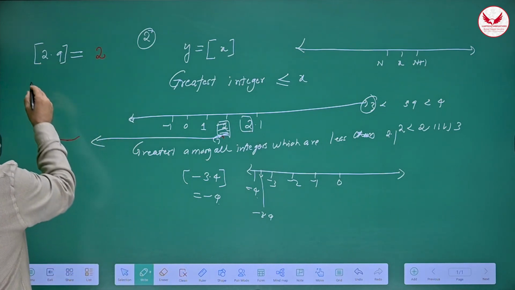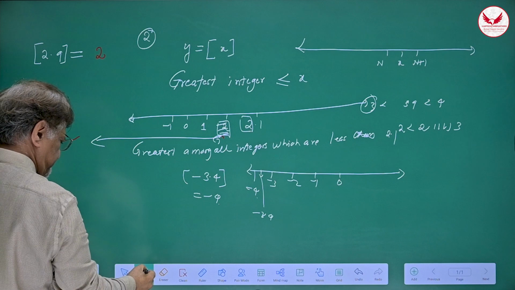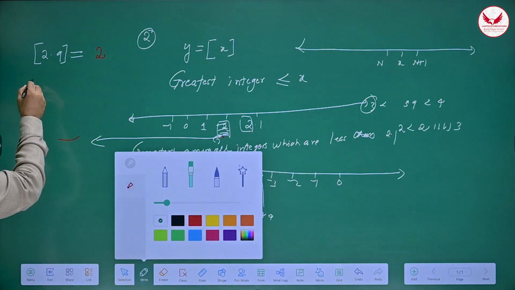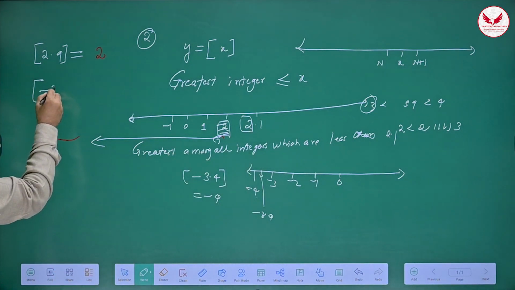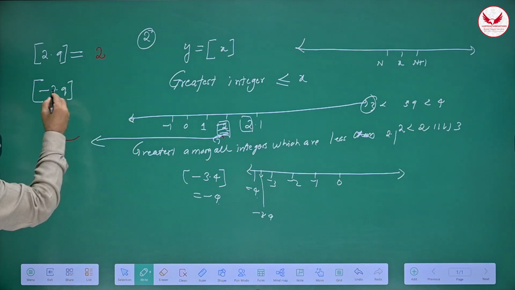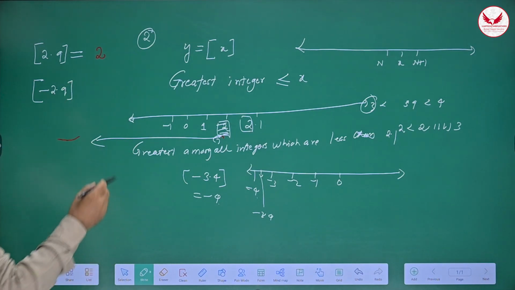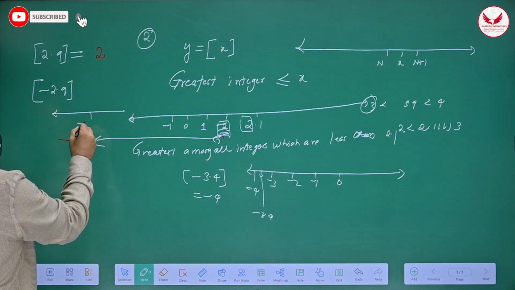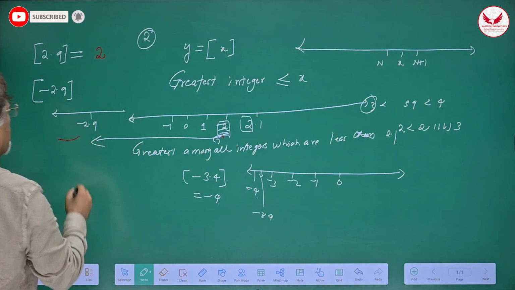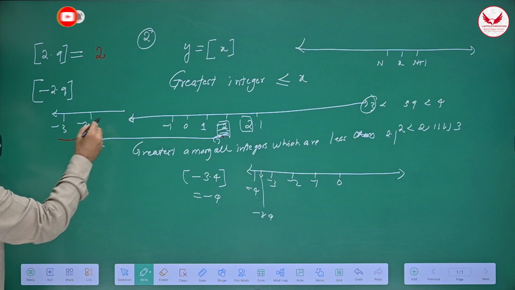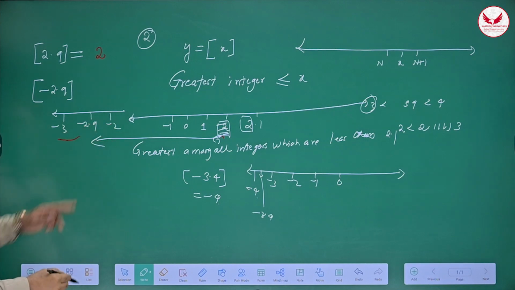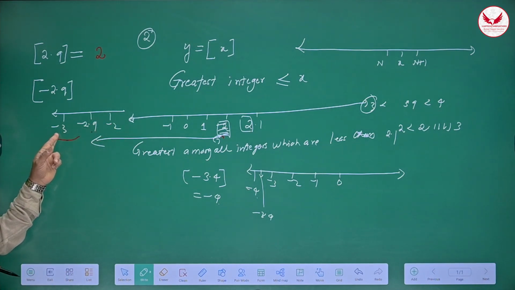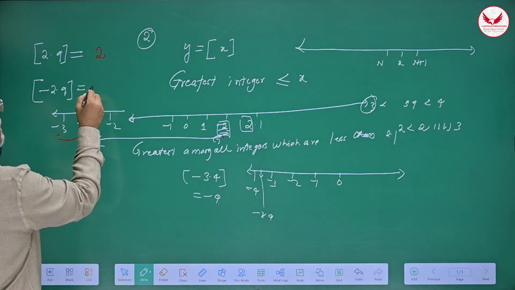Now ये जो है, so if I take minus 2.9, then minus 2.9 will lie between minus 3 and minus 2. तो उसके लेफ्ट साइड में कौन सा इंटीजर है वो हमको पकड़ना है, वो है minus 3. So यहाँ पे ये क्या आएगा? Minus 3.